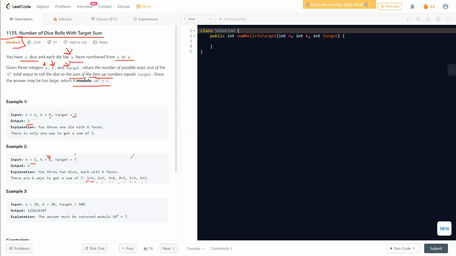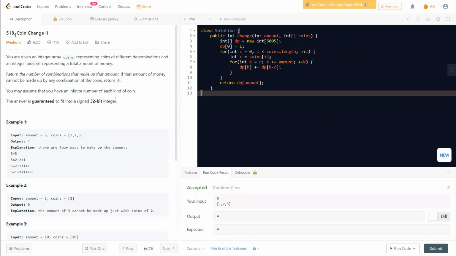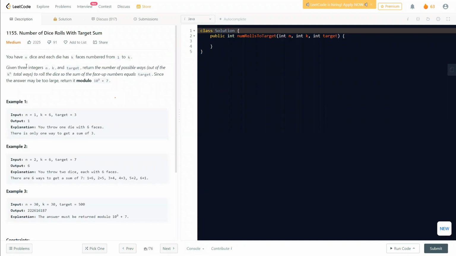Now, by looking at this kind of problem, what you can come up with is, if you remember, there was another problem we had, the Coin Change 2 problem. This problem has the same kind of approach, where we are given coins and we need to come up to an amount, so the sum of the coins should be equal to the amount. And in our current question, we have n dice, and the sum of the faces should be our target.